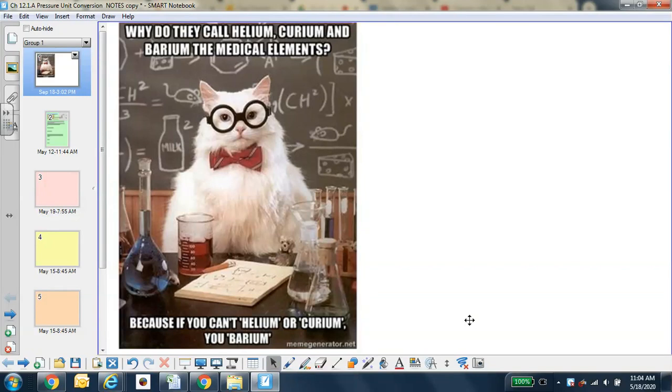Why do they call helium, curium, and barium the medical elements? Because if you can't heal them or cure them, you bury them.